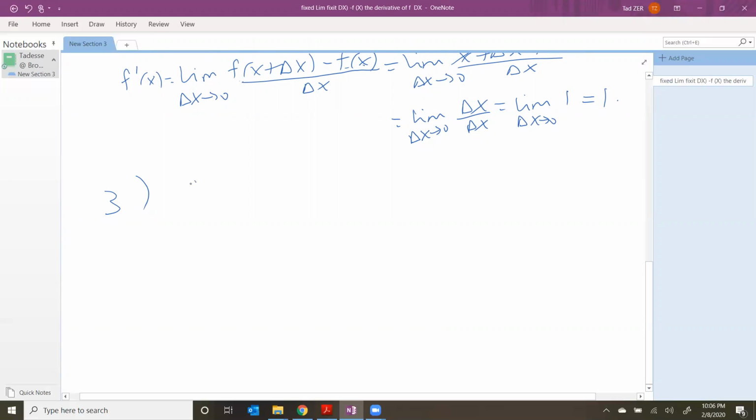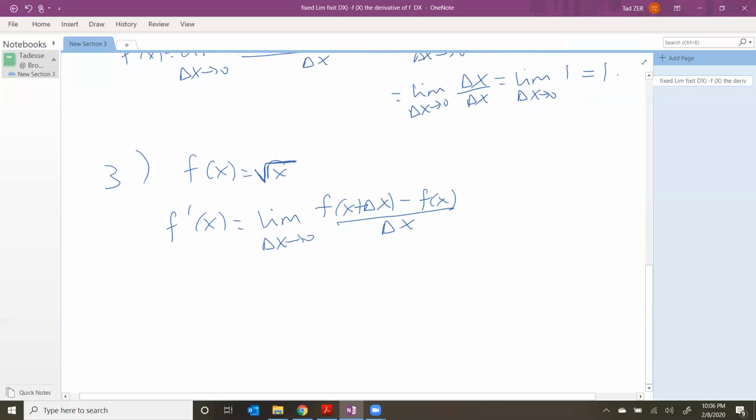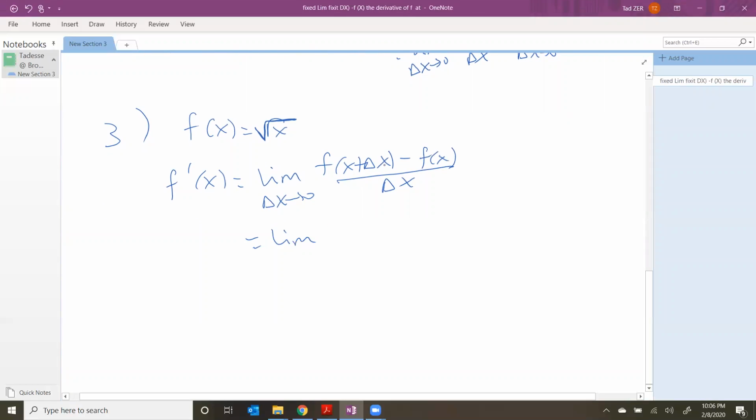Another example. I would say f of x equal to radical x. I want to find the derivative of f of x equal to radical x. So I'll be using the same thing, the definition. f prime at x is the limit of f of x plus delta x minus f of x divided by delta x, as delta x goes to 0. So that will be the limit of radical of x plus delta x minus radical x divided by delta x, as delta x goes to 0. What I did here is f at x is radical of the input. So f at x plus delta x will be radical of the input, because the input is x plus delta x. f of x I just copied here.